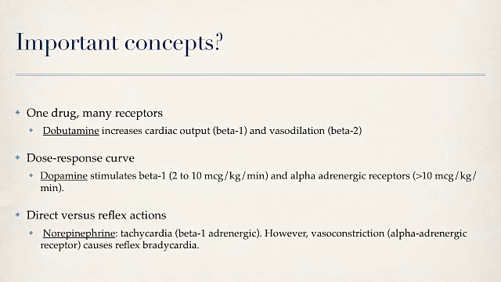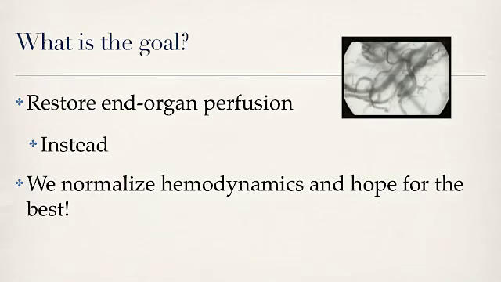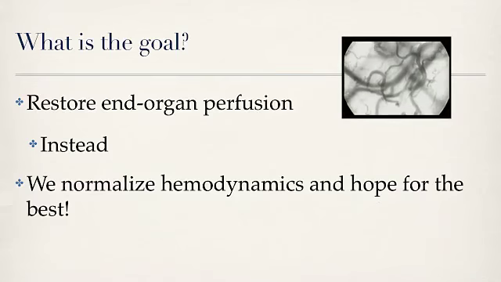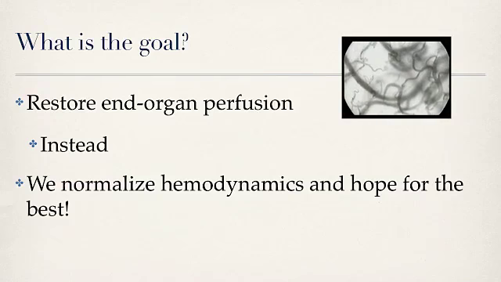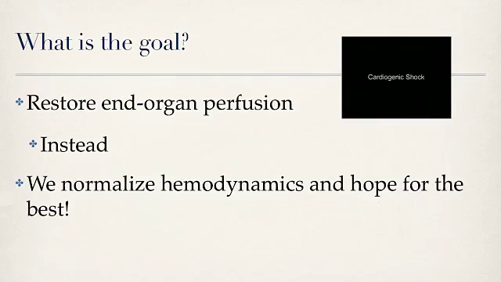And there is direct effect and there is reflex action that can happen from the effect. For example, norepinephrine is a mixed agent, mainly alpha with a little bit of beta effect. It can cause tachycardia from the beta adrenergic effect. However, the vasoconstriction caused by the alpha receptor stimulation causes bradycardia through the brainstem, the vasomotor center, and so forth, and the cardiac accelerator fibers.